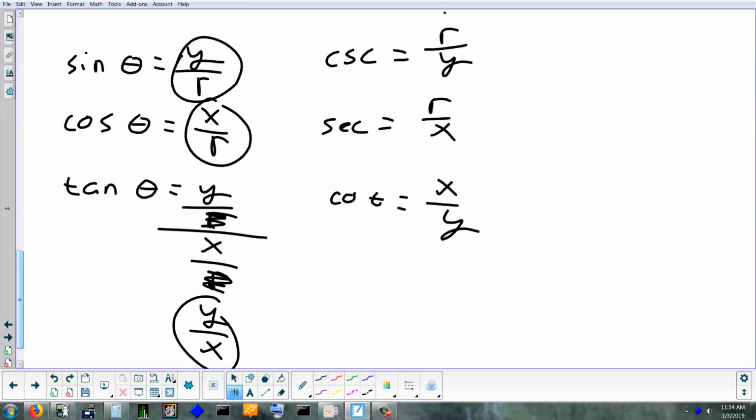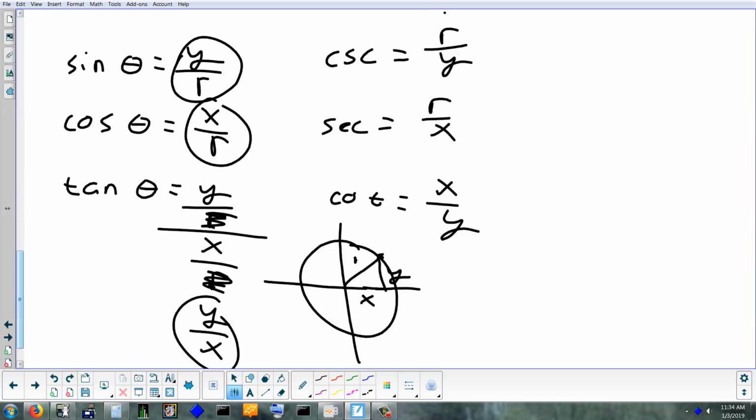It's exactly the same thing we said yesterday. If you just think of it like this: x, y, and r, and put your perspective right there. Sine is opposite over hypotenuse, y over r. Cosine is adjacent over hypotenuse, x over r. Tangent is opposite over adjacent, y over x. There's no difference between this and what we did yesterday. We're just giving them different names.